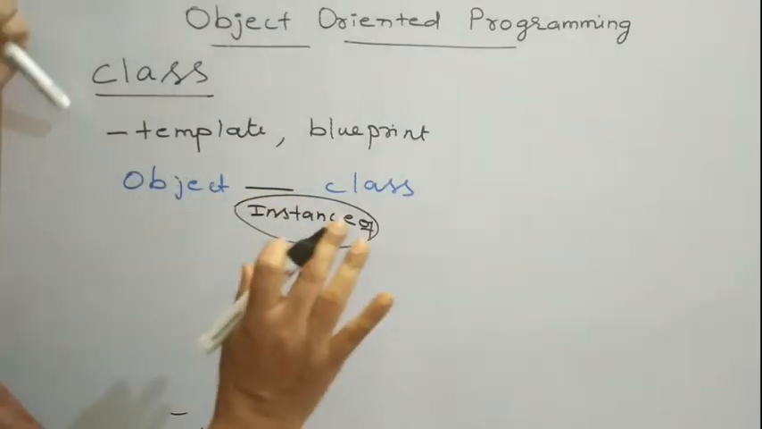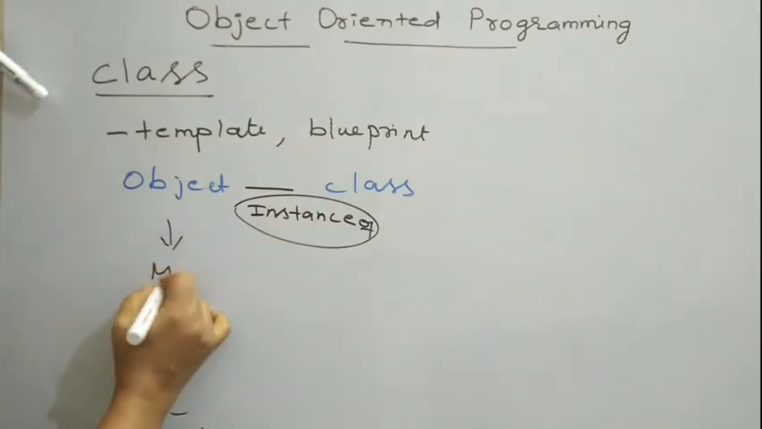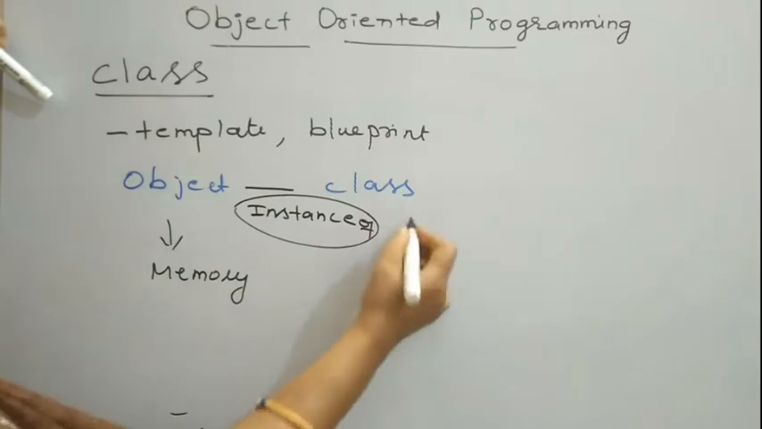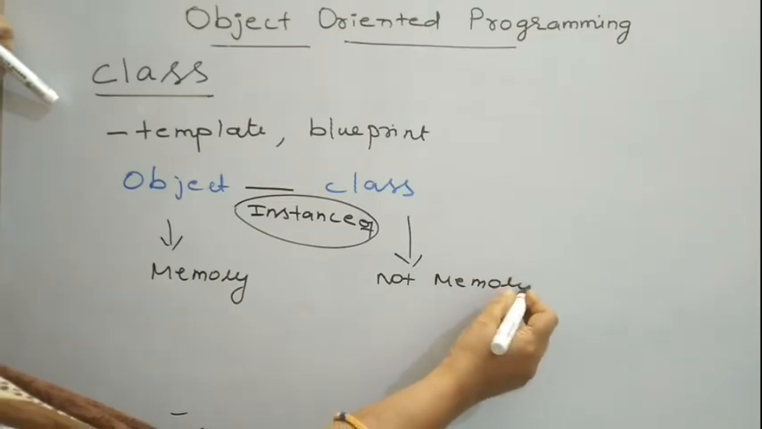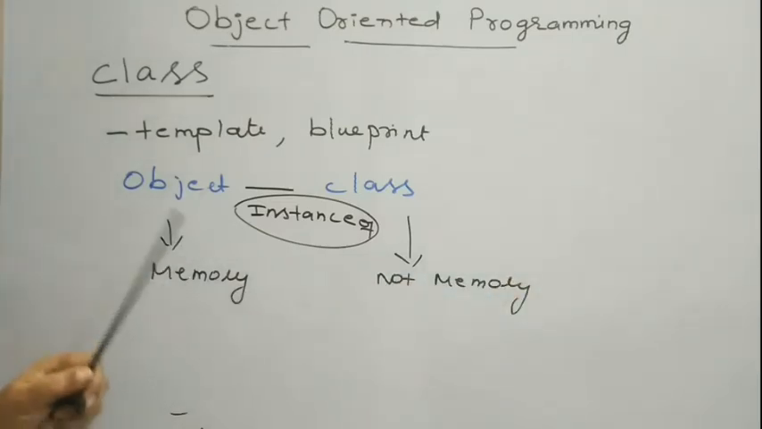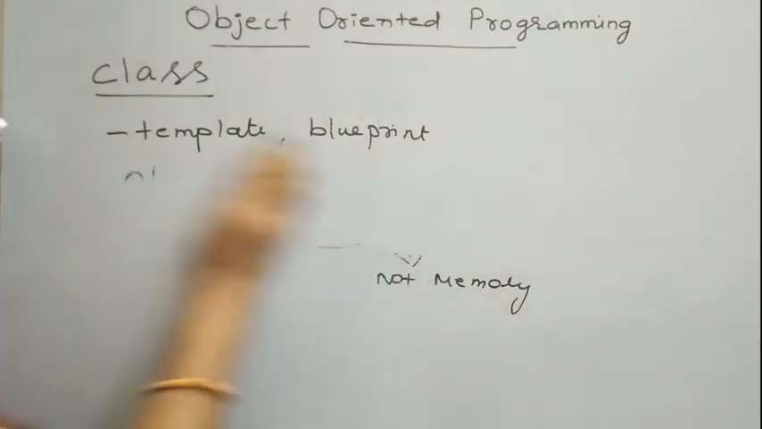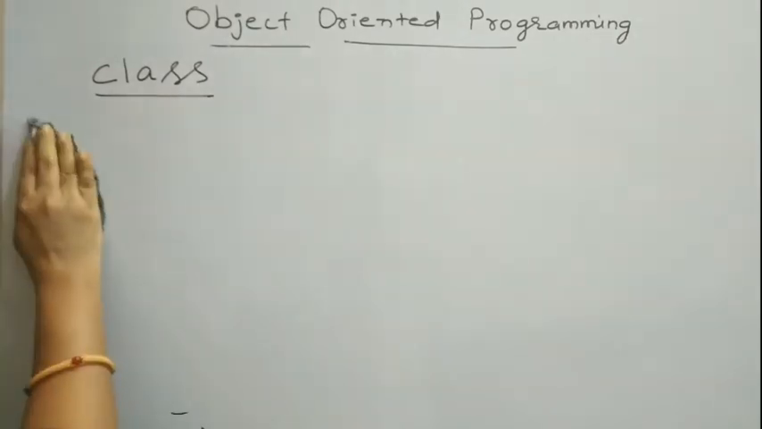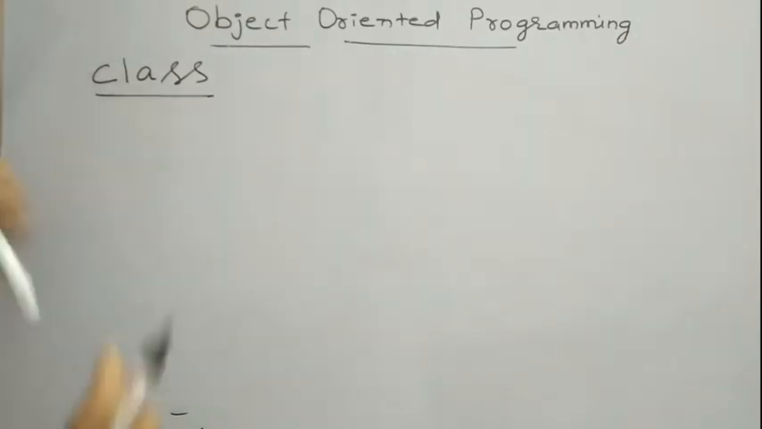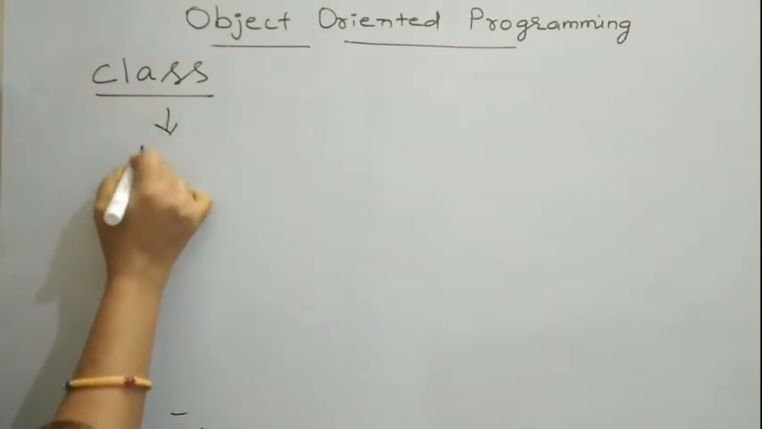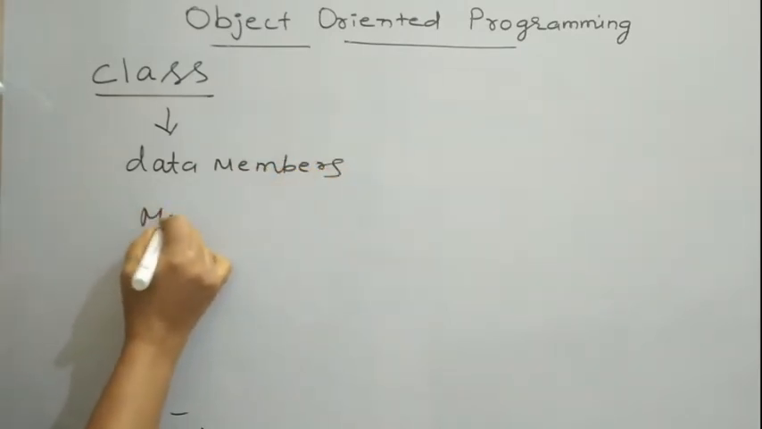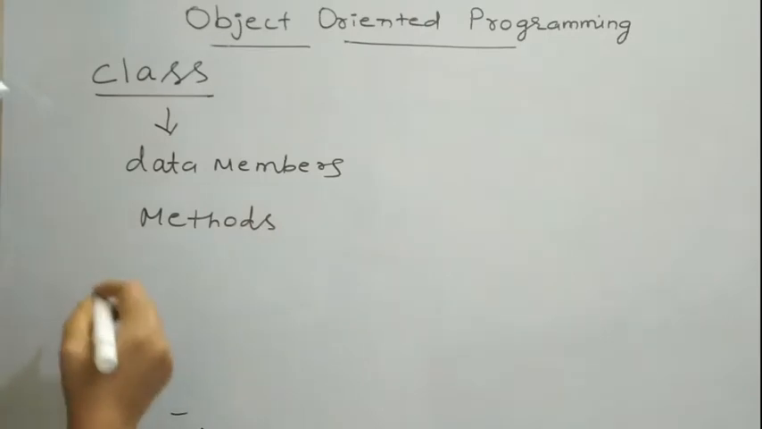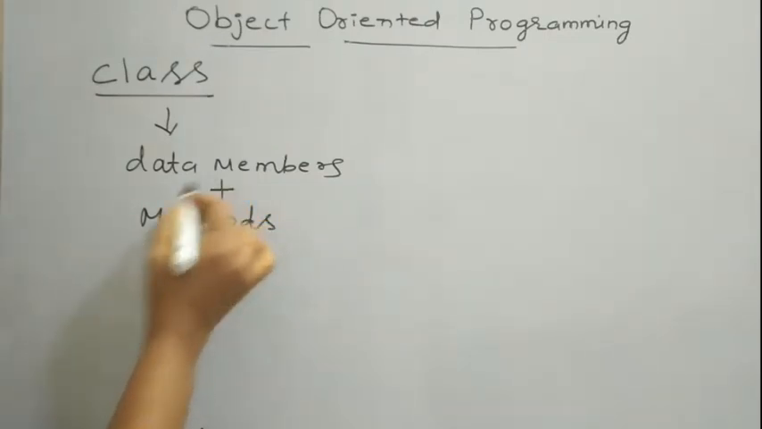The difference between object and class is that an object occupies some amount of memory, whereas a class does not occupy any memory. That is the basic difference. A class comes into existence when we create objects of the class. A class contains data members and methods. Methods are nothing but functions.